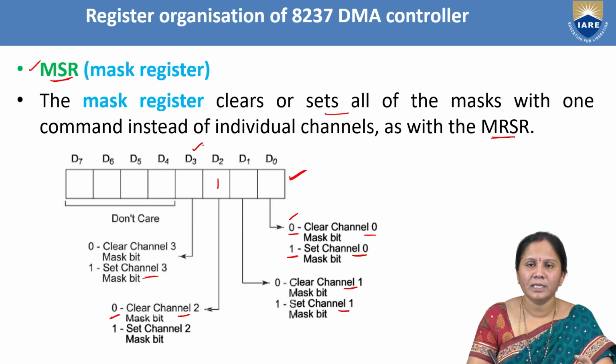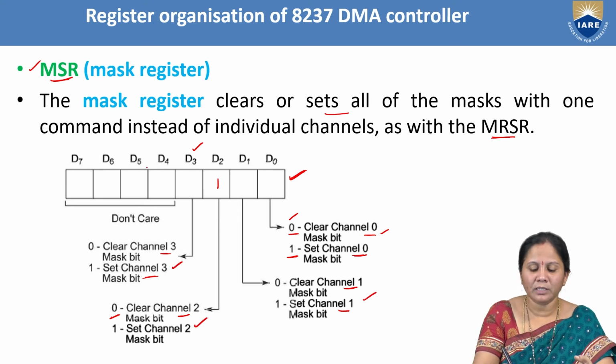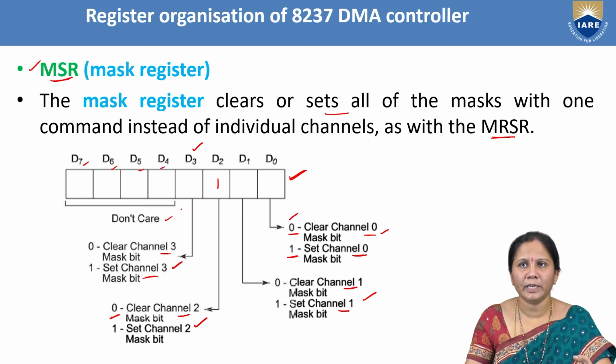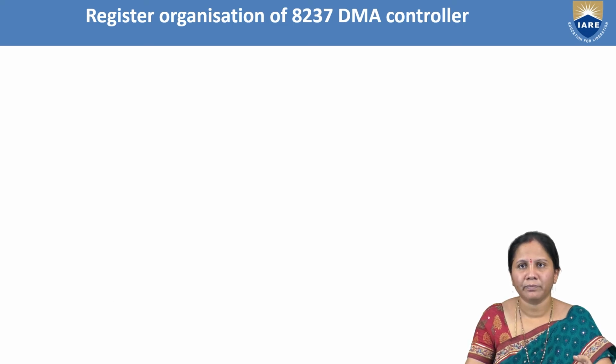And the next bit is the D3 bit. So D3 bit is related to channel 3. 4 channels are there: channel 0, channel 1, channel 2 and channel 3. And here these D4, D5, D6 and D7, these 4 bits are don't care in this 8237 DMA controller mask register.